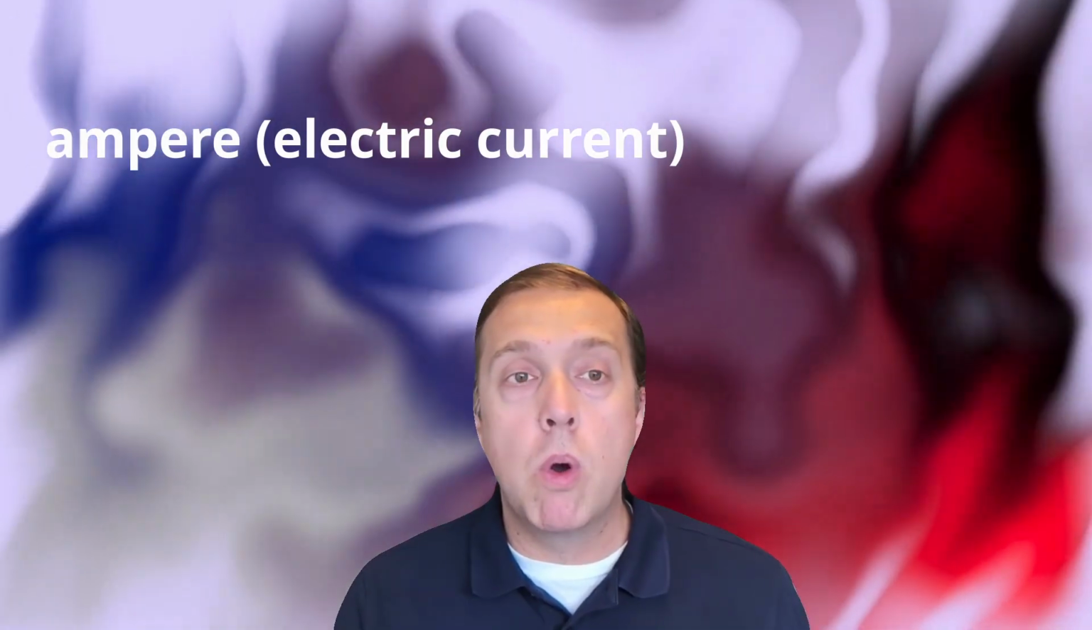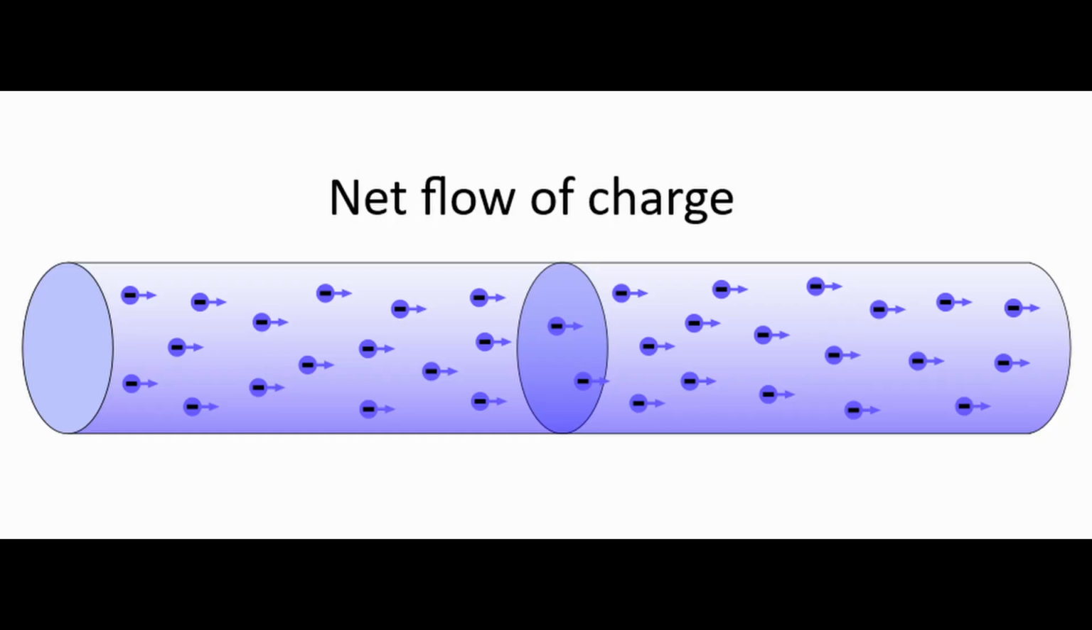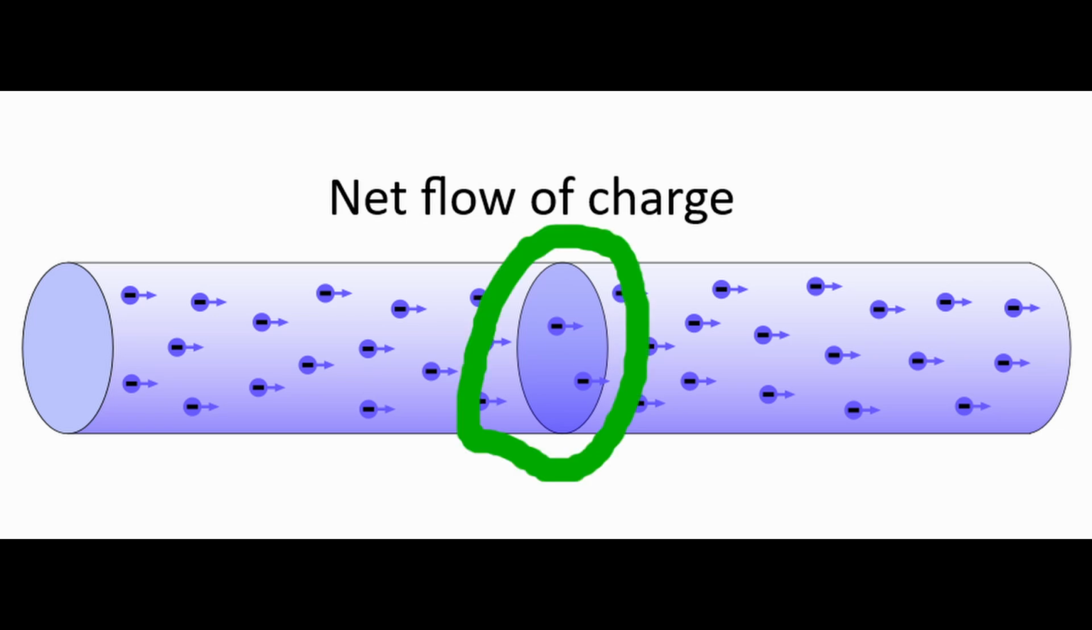Next, we derive the SI units for electric current, or amperes. An electric current is made up of a net movement of charge through a cross-section.